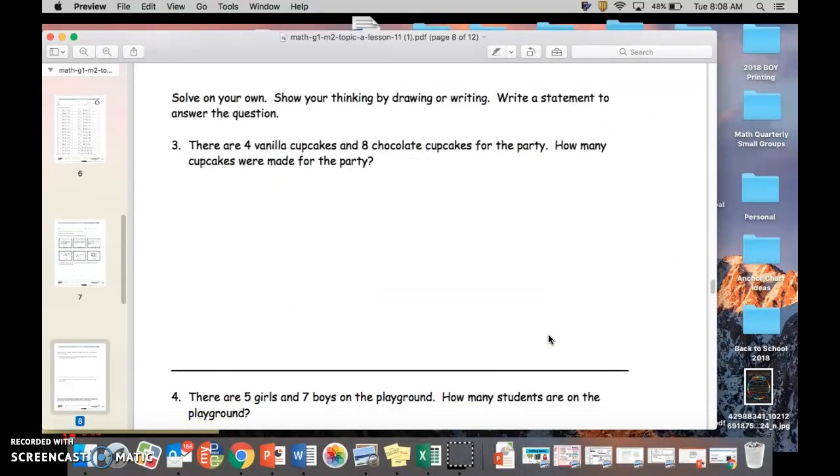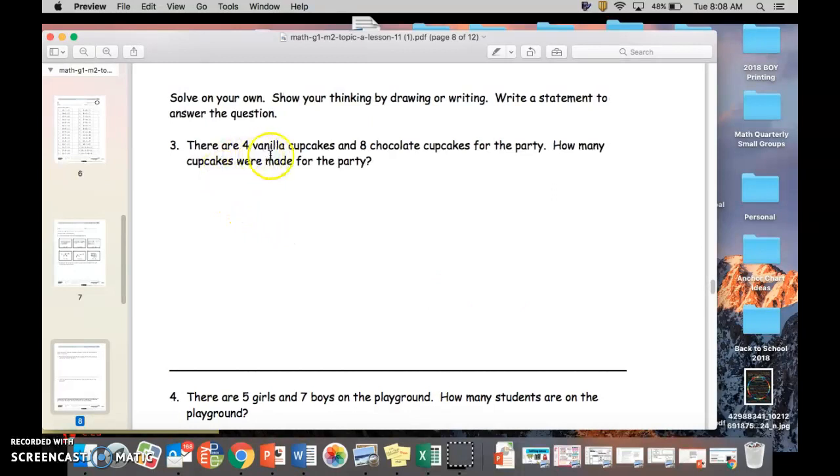Number 3, solve your own. Show your thinking by drawing or writing. Write a statement to answer the question. There are 4 vanilla cupcakes and 8 chocolate cupcakes for the party. How many cupcakes were made for the party? You could draw your picture of the vanilla cupcakes and the chocolate cupcakes and make a 10.